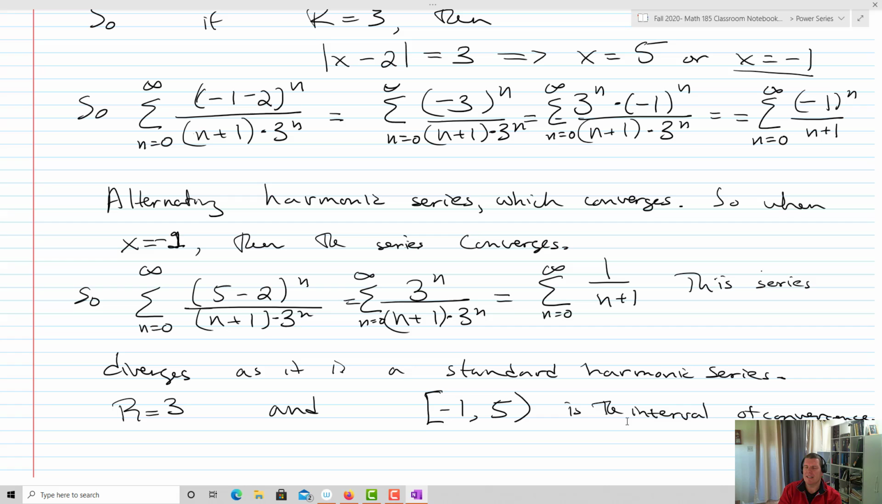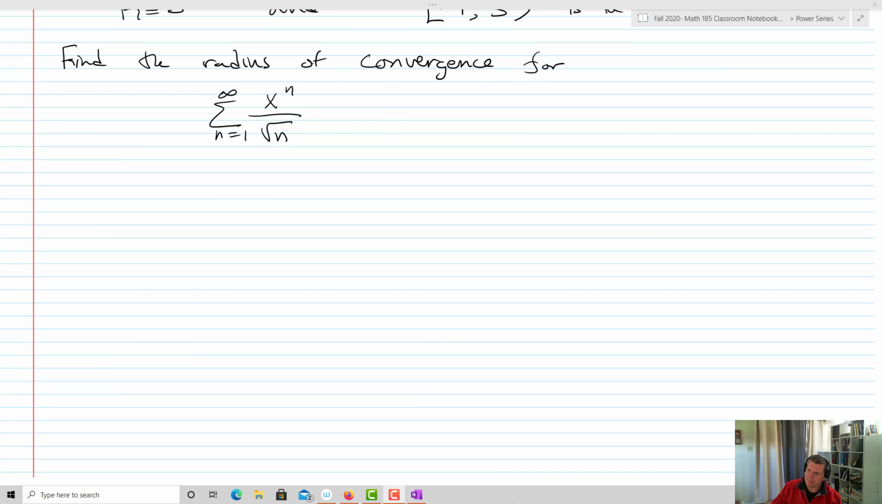Depending upon the different endpoints, we might end up getting convergence or divergence, all right? Let's take a look at another example. So let's take a look at this problem. Let's find the radius of convergence for the sum n equals 1 up to infinity, x to the n over the square root of n, and we'll also find the interval. We'll find both.